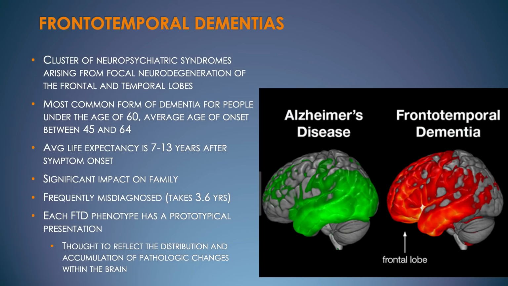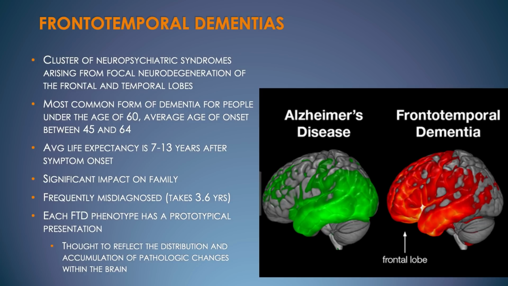So the frontotemporal dementias are a cluster of neuropsychiatric syndromes. Remember, the syndromes are just a cluster of symptoms. And they arise from neurodegeneration of the frontal and temporal lobes, like we talked about. Whereas Alzheimer's disease is affecting more of the posterior parts of the brain as well as the temporal lobe. But you'll see there's considerable overlap between the two.